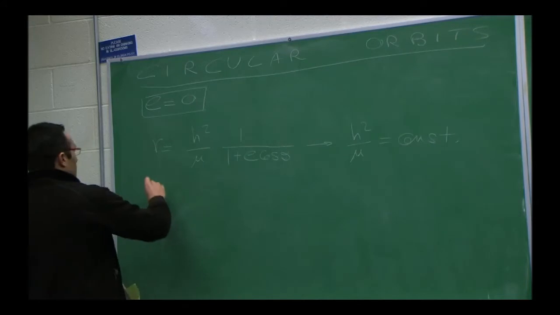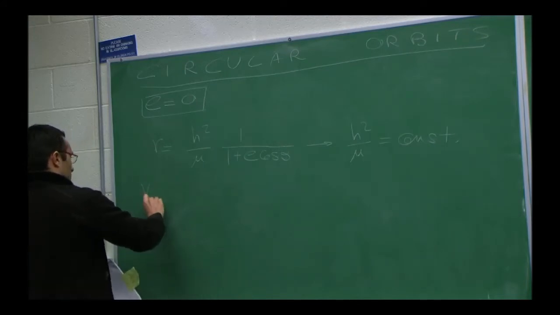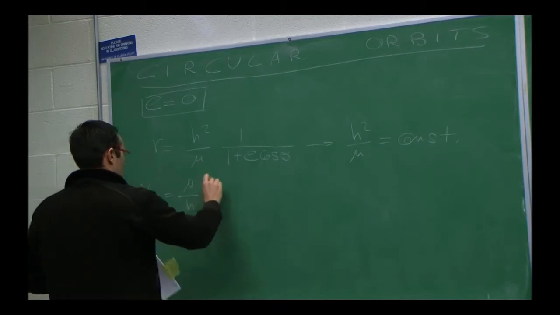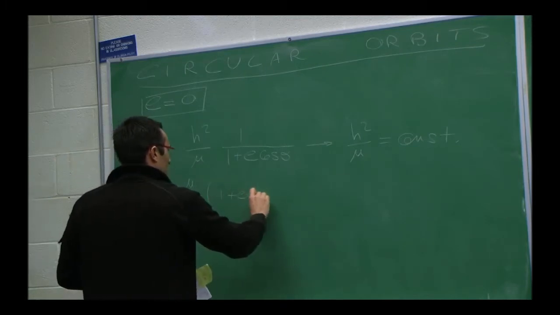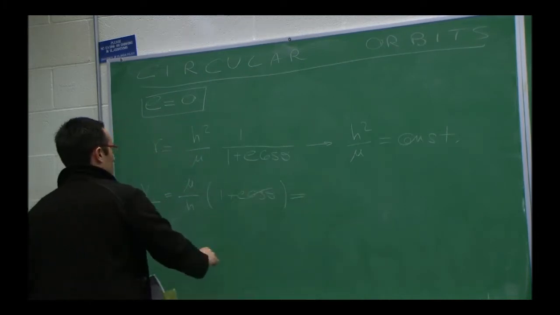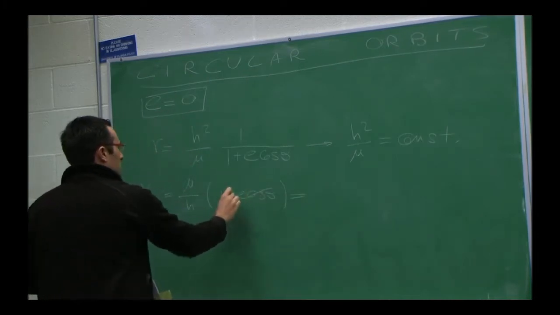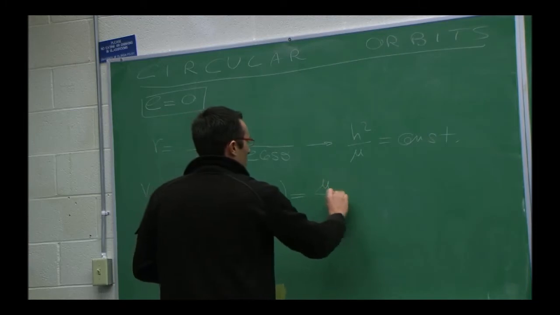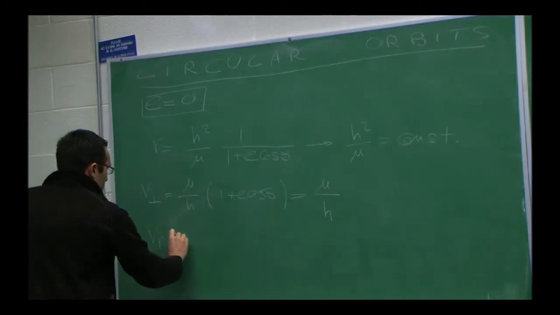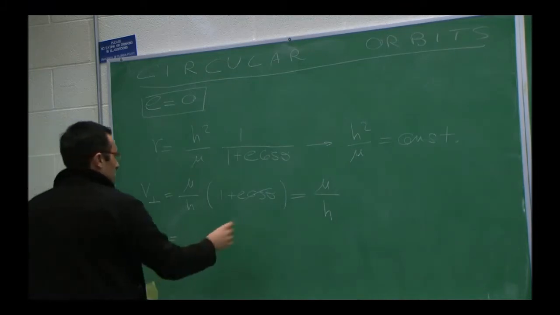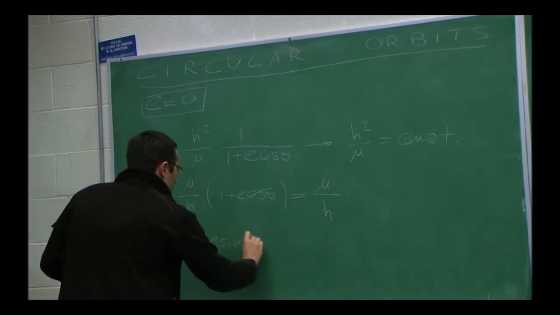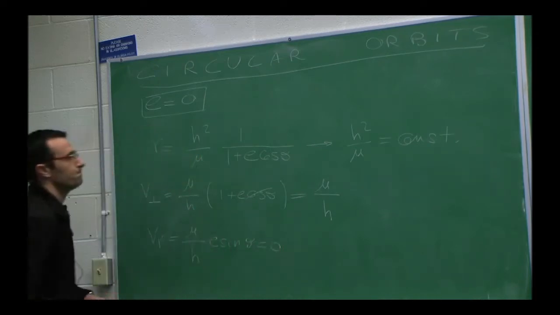So a few things here. The velocity, the normal one, we know it's mu over h times 1 plus e cos theta. And this is also a constant now, because this is 0 due to e. And it's mu over h. And the radial one, of course, if it's a circle, it must be 0. In fact, it was mu over h e sine of theta, and this is 0. Makes sense.